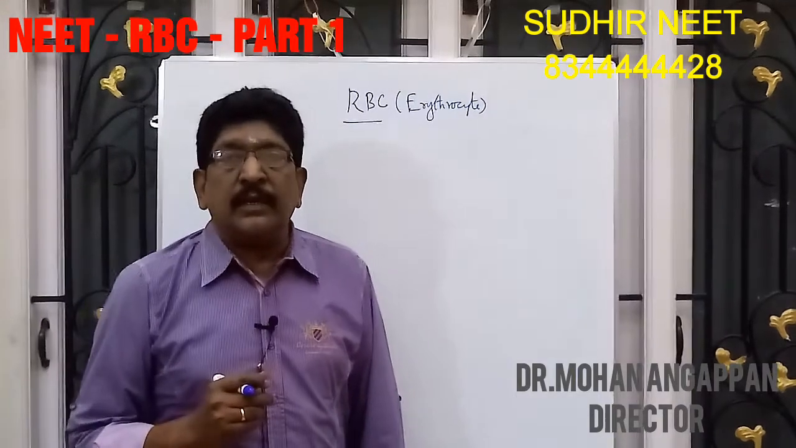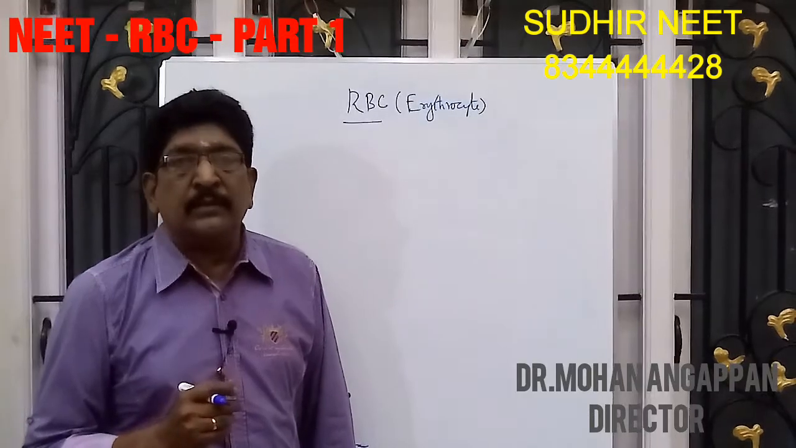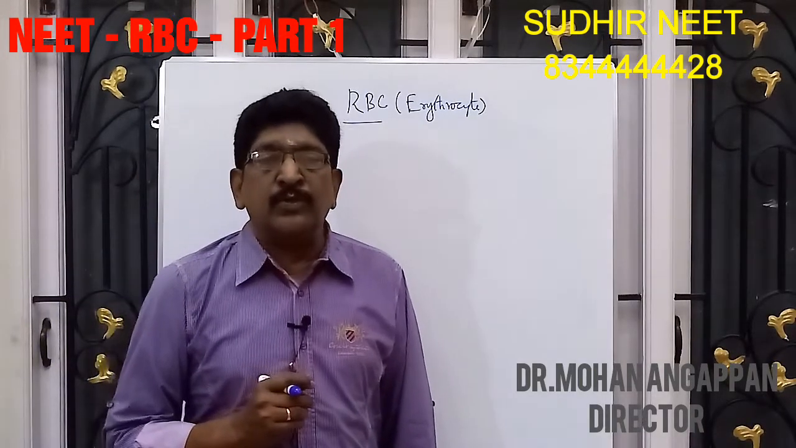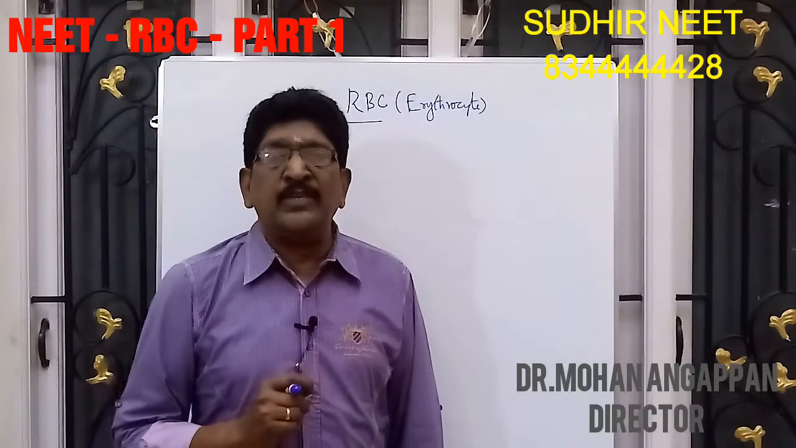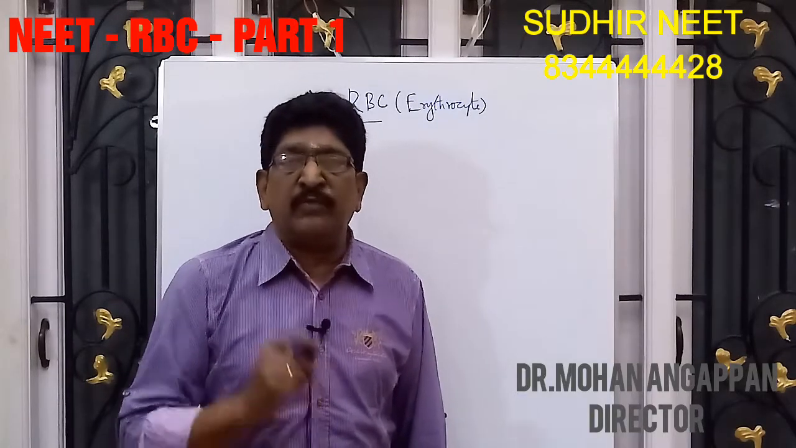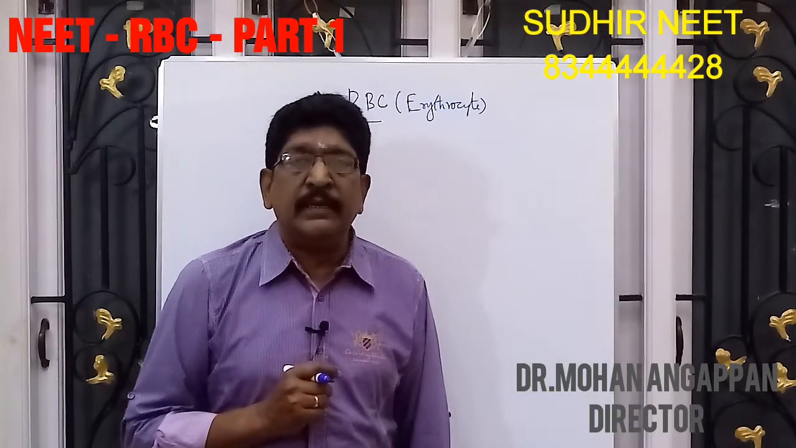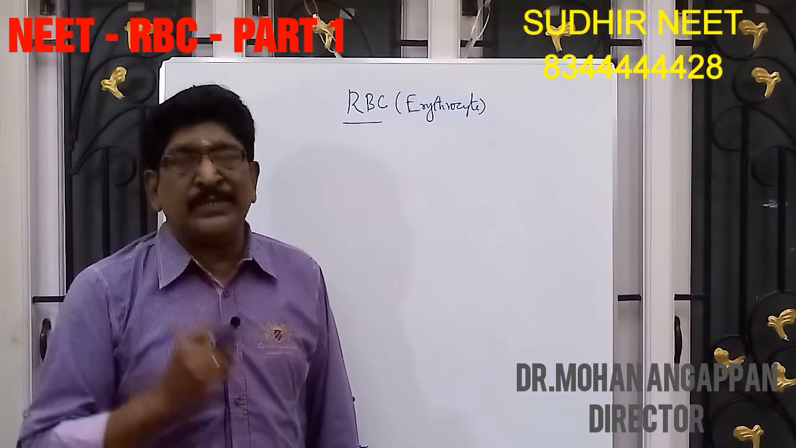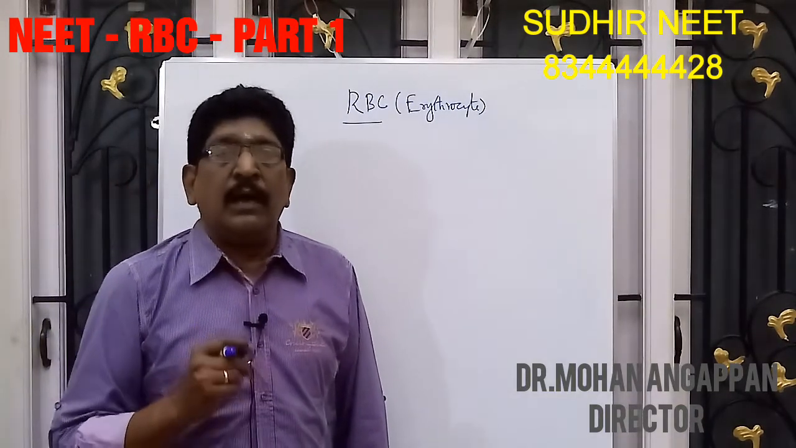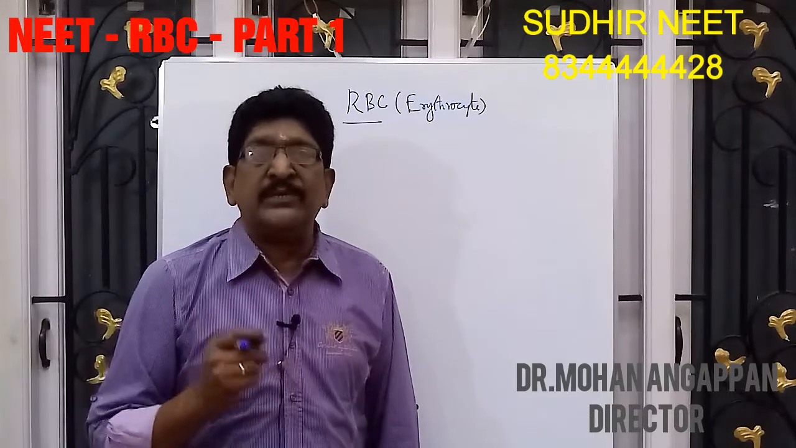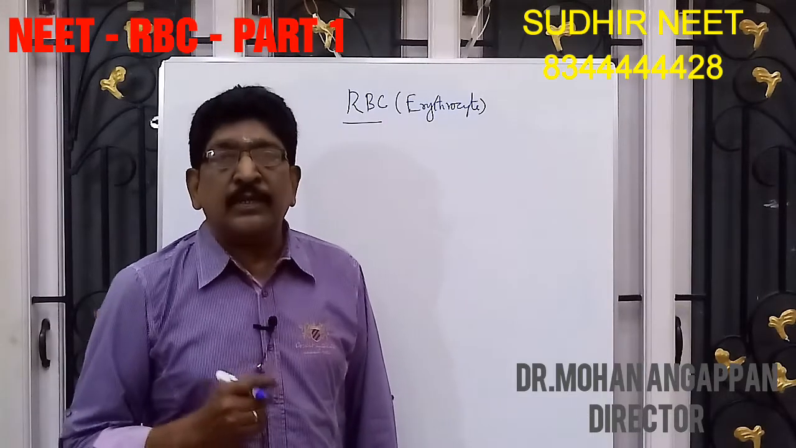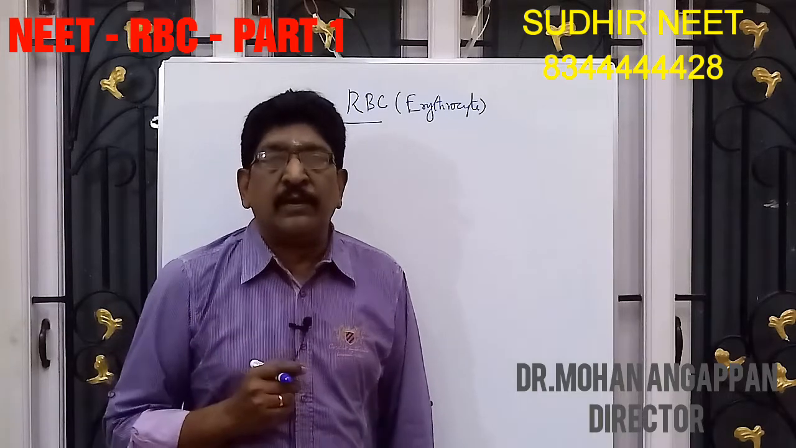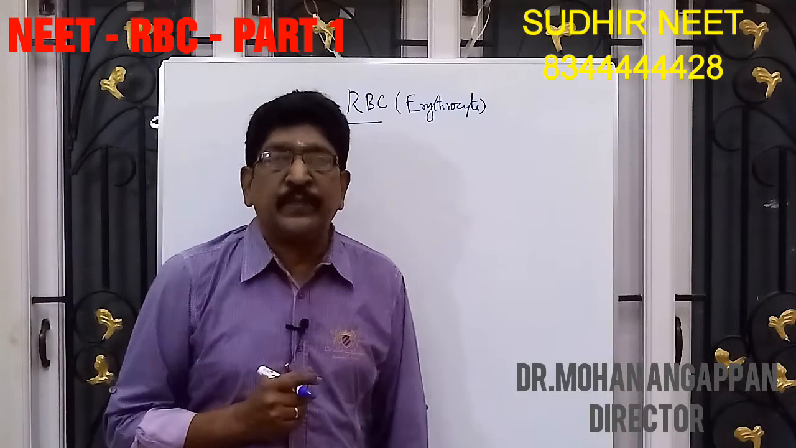Last class we saw about the plasma. So the constituents of blood, or components of blood, include the liquid component plasma that constitutes 55% of the blood, and the remaining 45% constitutes the corpuscles, which include RBC, WBC and platelets. Today, let us talk about the RBC or erythrocyte.